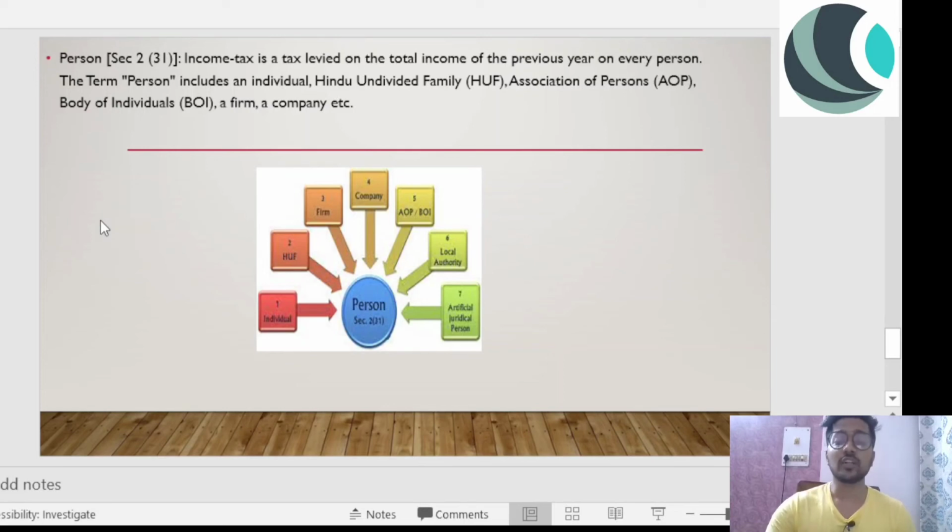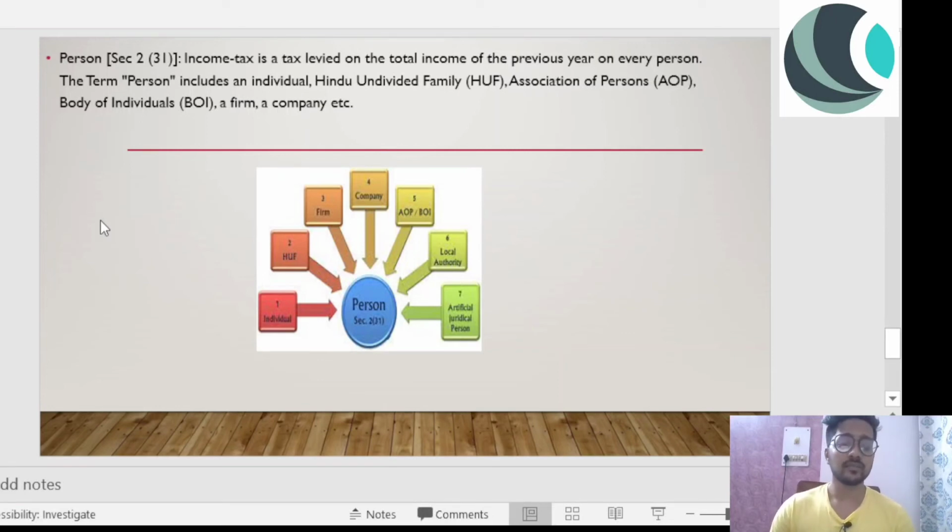But according to the Act, Section 2, subsection 31, person includes an individual, Hindu undivided family, the concept that we are most familiar with. Then there is association of person. Then there is body of individuals. Then there is firm, and then there is company. So these are the few references that are being taken as person.